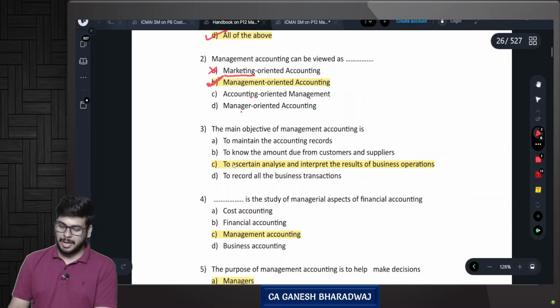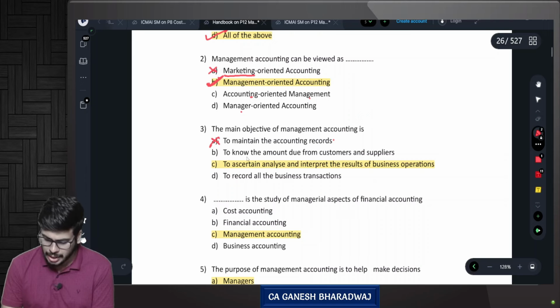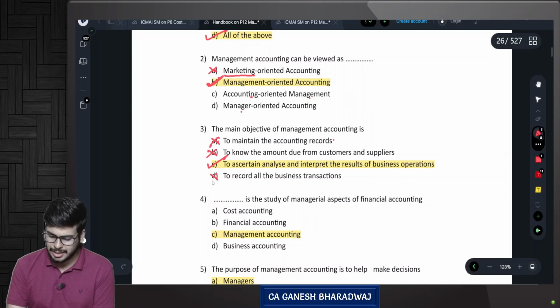Then the main objective of management accounting is to maintain accounting records. Absolutely not. That is the scope of financial accounting. To know the amount due from the customers and suppliers. Absolutely not. Now, to ascertain, analyze, and interpret the results of the business operations. Absolutely. C is the only right answer. To record all business transactions. Absolutely not. That is also not the objective.